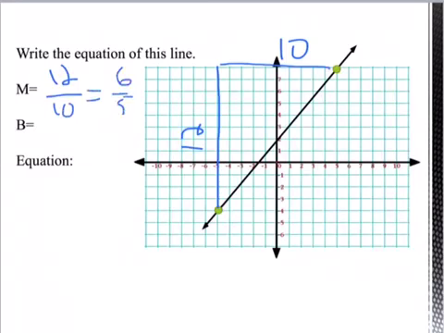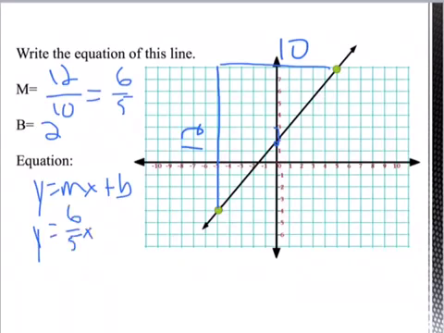The next thing I want to find is my y-intercept, which is where my line crosses my y-axis, which is right here. That is when y is 2. So my y-intercept is 2. Now I want to write my equation, y equals mx plus b. I can replace m with 6 over 5, leave the x, and replace b with 2. And that is how you write linear equations from a graph.